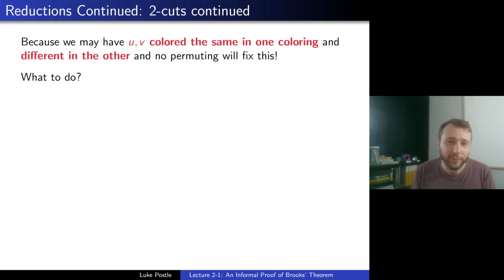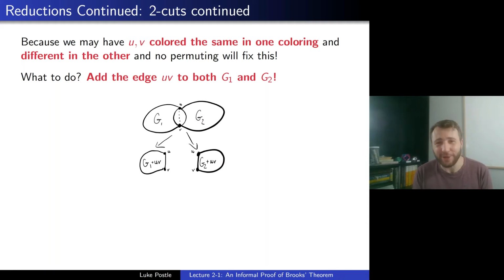So what do we do? How do we solve this issue? We had this very nice approach about cut sets, but it got harder with larger cut sets. So what is the option to do? So maybe pause and think a moment. The answer is: add the edge. Add the edge UV to both G1 and G2.